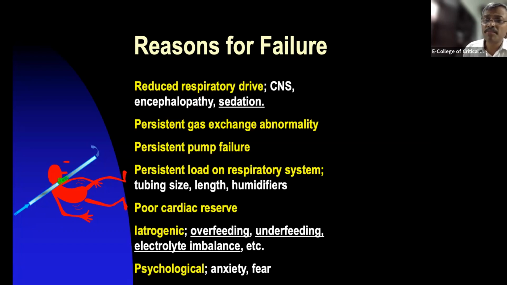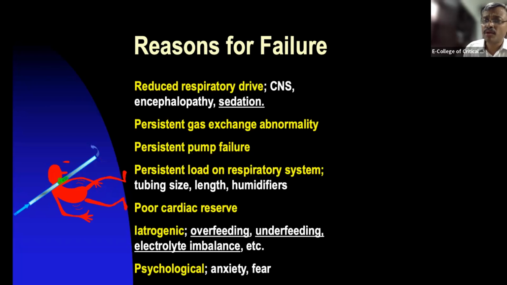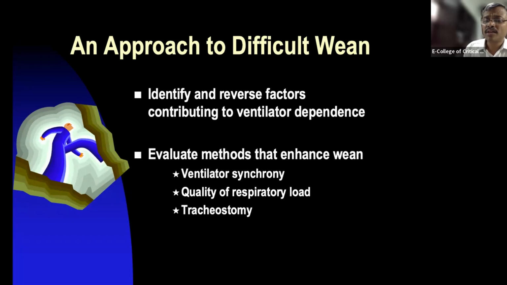Electrolyte imbalance, magnesium, phosphate: nobody will do this. Look at magnesium, and not only potassium; look at potassium, magnesium and phosphate. Psychological anxiety and fear. So you have to approach difficult weaning step by step. These are from head to bottom. Even the abdomen you have to look into. Whether any abdominal compartment syndrome is there or not, you have to look into that. Along with that, ventilator asynchrony, I told you, those things you have to mention.